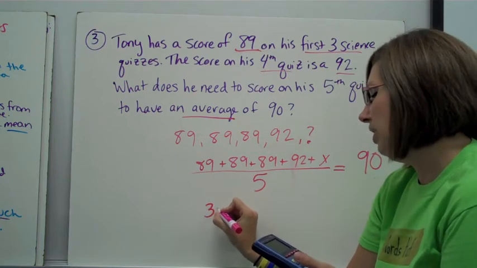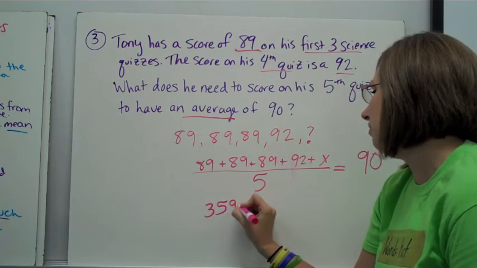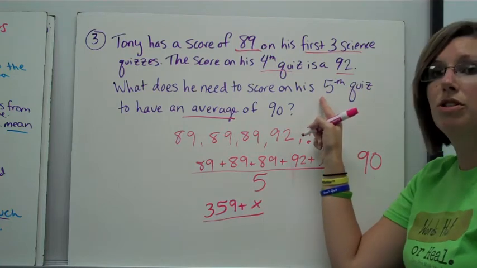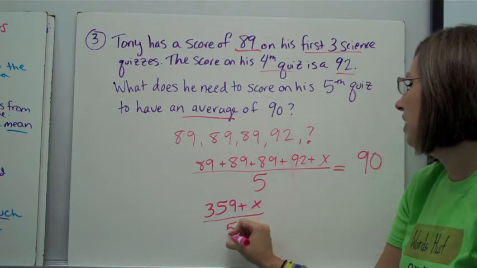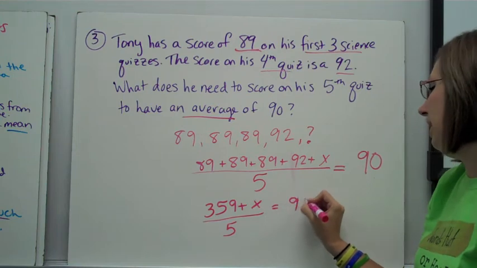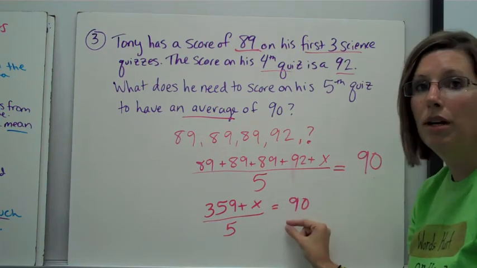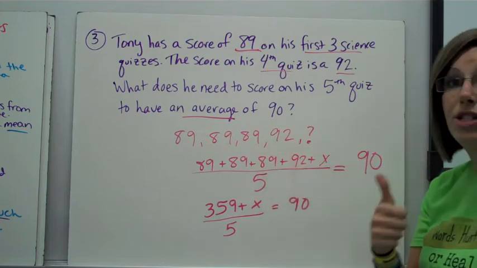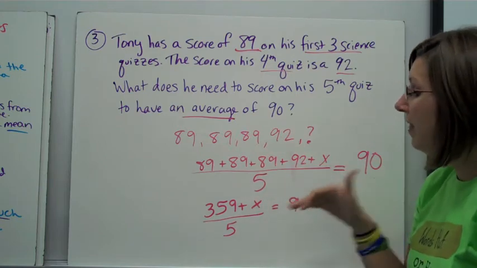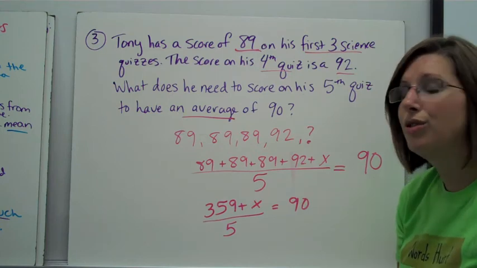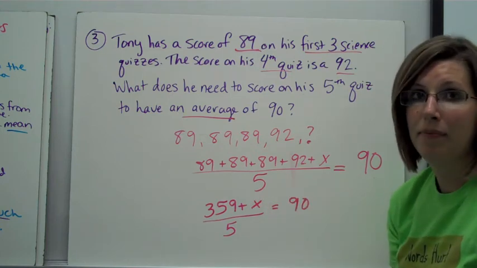That's 359 plus what I don't know, what this person's trying to score on his 5th test. All that divided by 5 equals 90. So this looks a little bit simpler than all of this, which is good. At this point, I'm going to use my inverse operations to solve for my variable x.